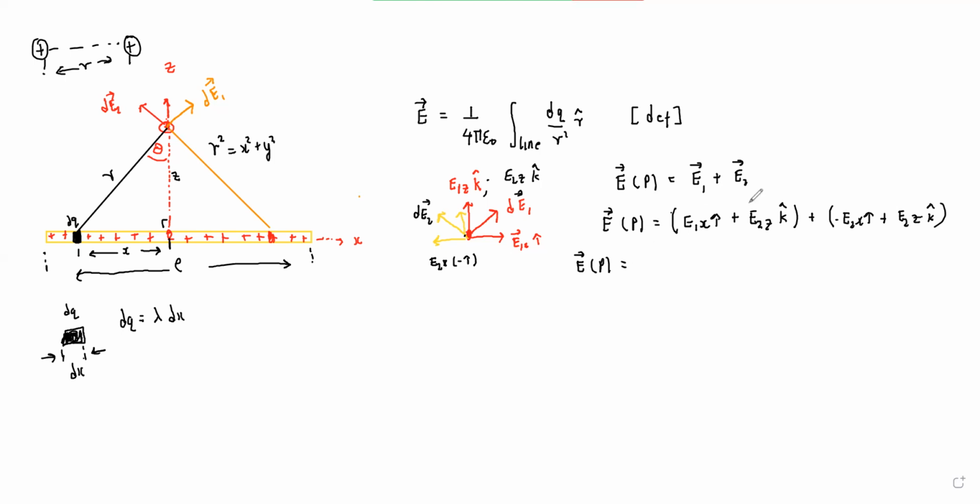So let us continue. As we solve this, we have the electric field at point P equal to this, and this will cancel each other, right? Because you see, this is negative and that is positive, which means the sum, or the electric field at point P, will be due to these two components, which is E1z k plus E2z k, right?